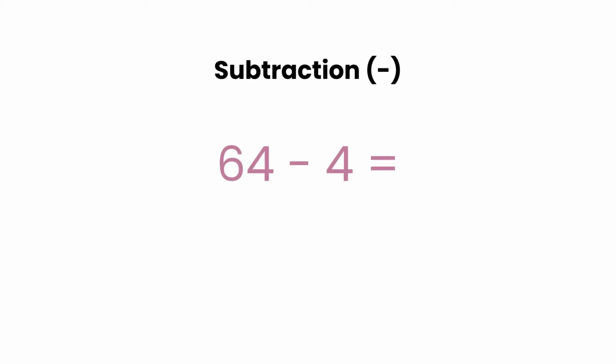Now, I'm sure you're all familiar with addition. All it is, is taking the sum of the values being added. So for example, 15 plus 6 equals 21. Next up, we have subtraction. When subtracting values, you're just working out the difference between the numbers. So in this case, 64 minus 4 equals 60.